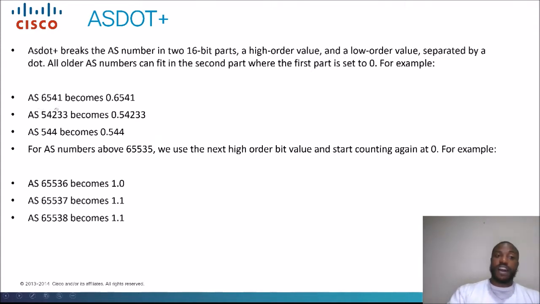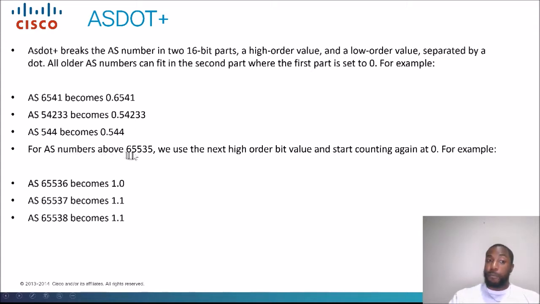So 6541 becomes 0.6541. Y'all get that right there? So this number, right, that's from the old range, 6541, it becomes 0.6541, right? 54,233 becomes 0.54233. Y'all still with me, right? We just added a 0 dot and then the number, right? Same thing with this. 544 becomes 0.544.